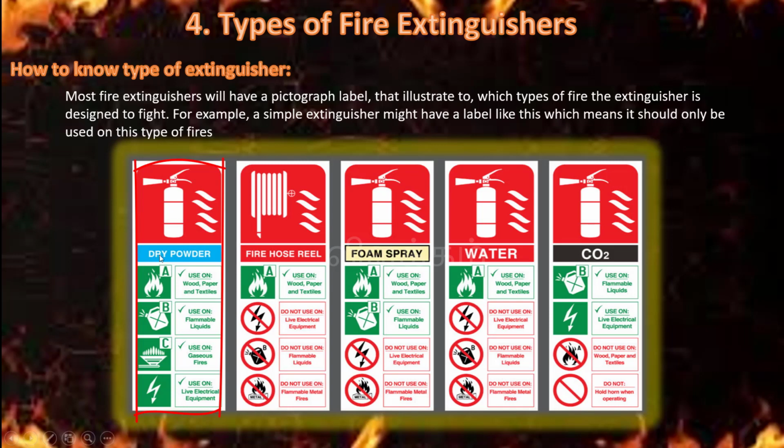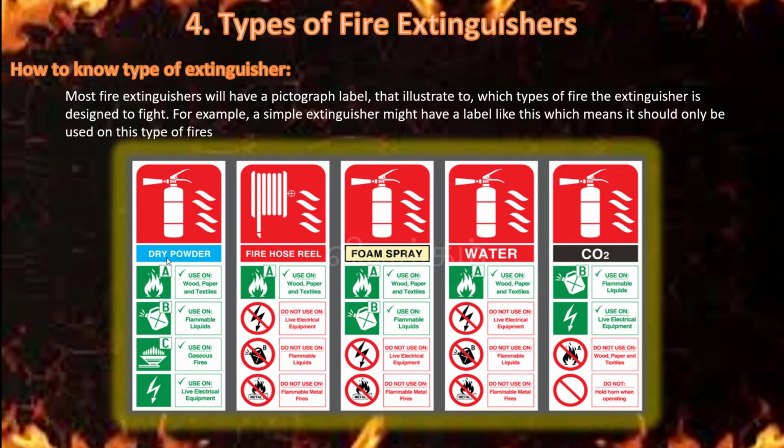See, dry powder, that means we can use it on Class A, B, C and D also. So a dry powder fire extinguisher we can use like this. This sticker is available on the fire extinguisher. Color coding is also given. For water or fire hose reel, red color. Foam spray, this cream color. And CO2, carbon dioxide, is black color. Dry powder is blue color.